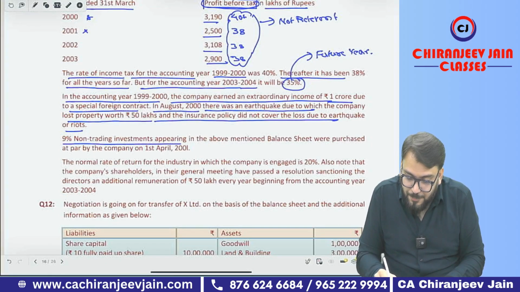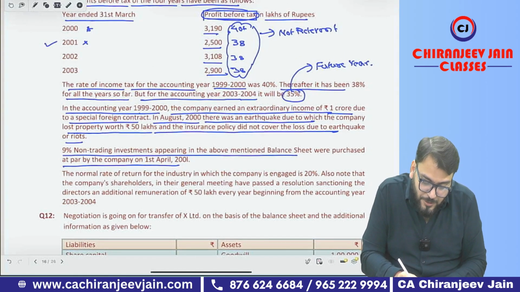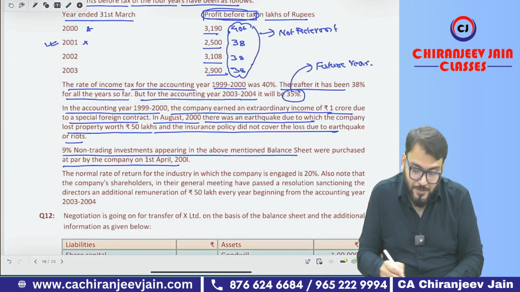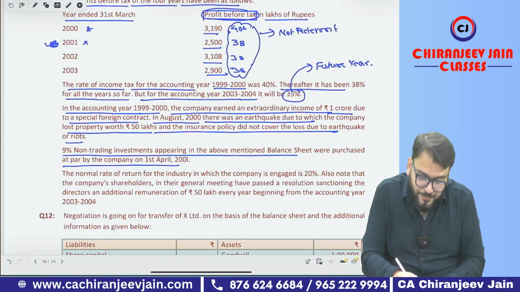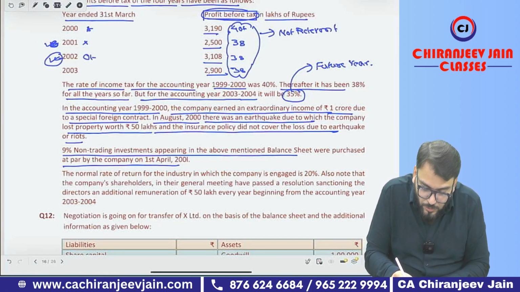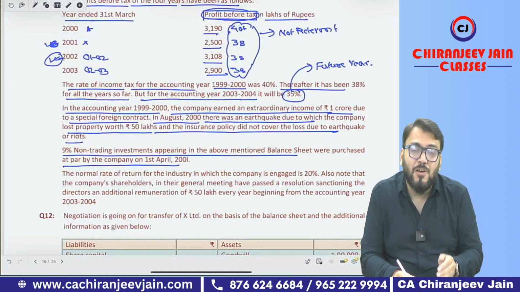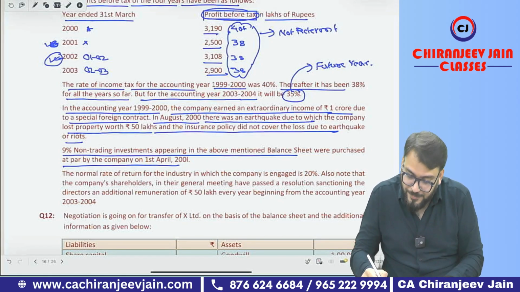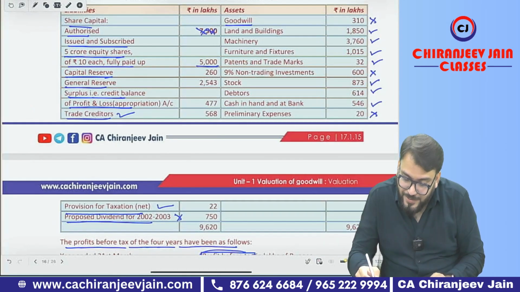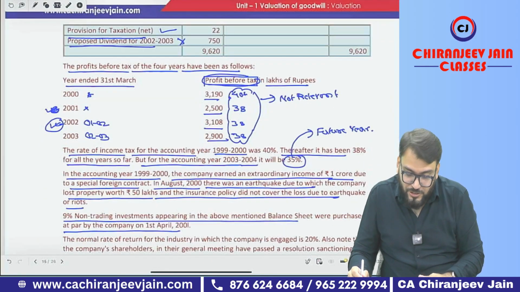9% non-trade investments appearing in the above balance sheet were purchased at par by the company on 1st April 2001. So guys, 1st April 2001 means this is the beginning of that year, 2001-2002. So the non-trade investment was purchased in the third year. Got this point? And 9% was the interest. So we can calculate 9% on this 600. This becomes non-operating income, which also needs to be adjusted.